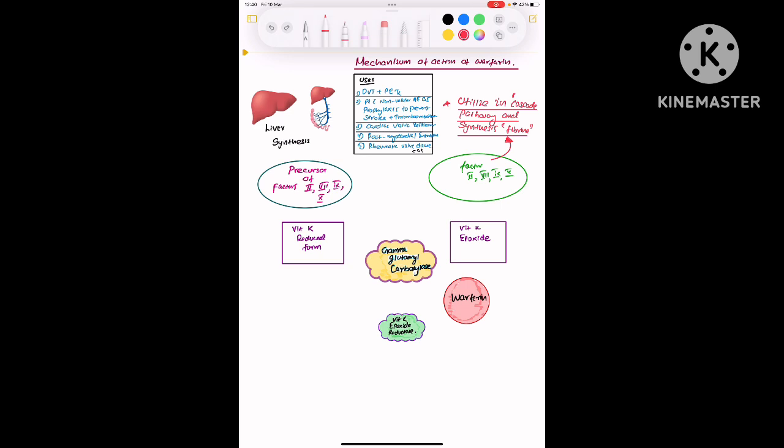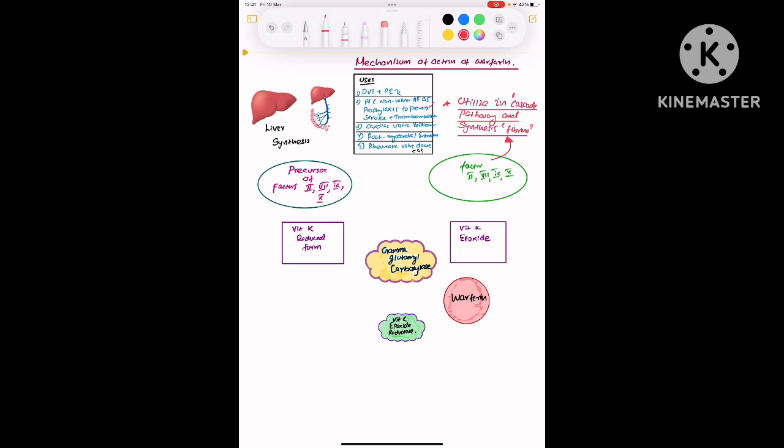What are these medical conditions in which we use warfarin? A few examples are as a treatment for DVT and pulmonary embolism. Then we have to prescribe warfarin for such a patient. The second example is a patient with non-valvular AF, where we have to use warfarin as prophylaxis to prevent stroke and thromboembolism.